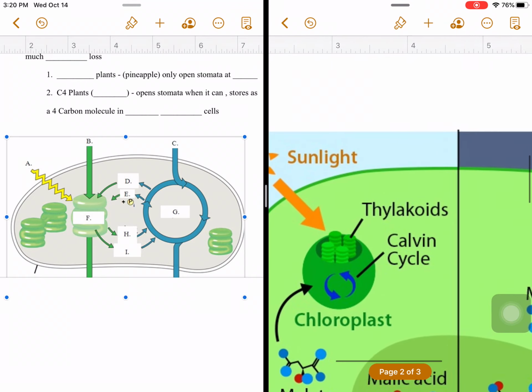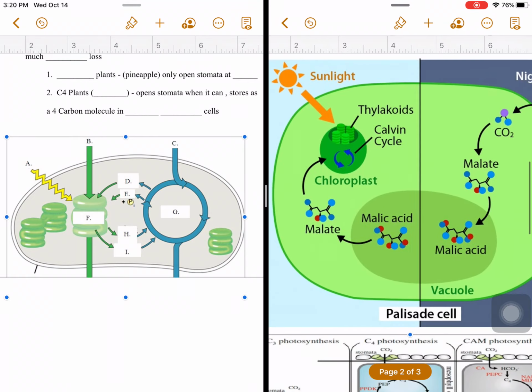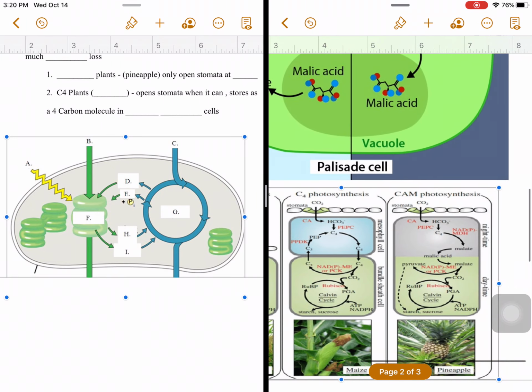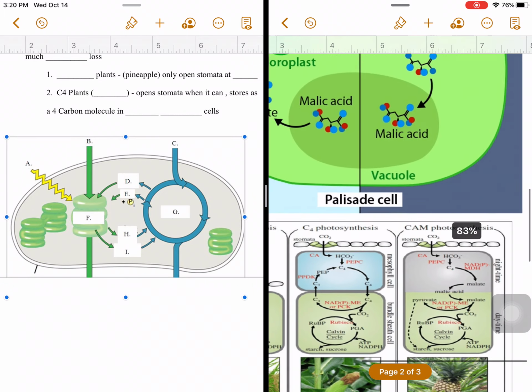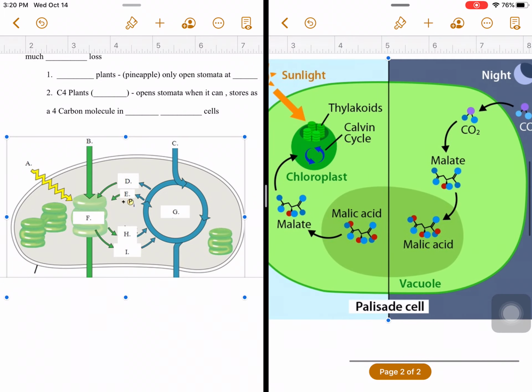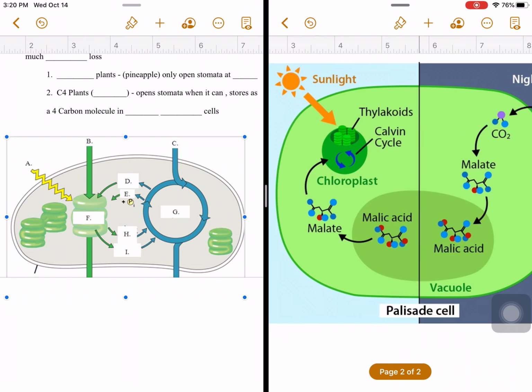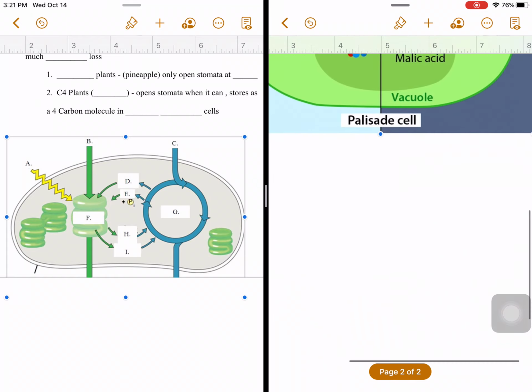But in a CAM plant, you're opening your stomata at night, and then you have to store that carbon dioxide as malate or malic acid inside the cell, in the palisade cells, and then in the daytime it will come back out into the mesophyll cells, a different part of the leaf. It'll transport that malic acid, and it will then go into the Calvin cycle during the daylight time and make sugars as the sunlight is coming in.